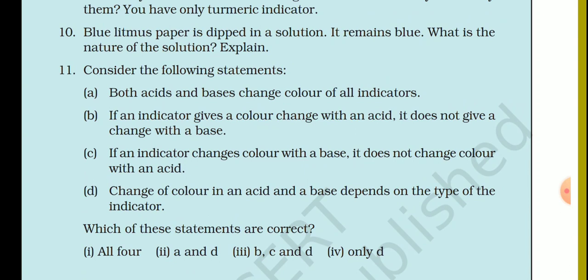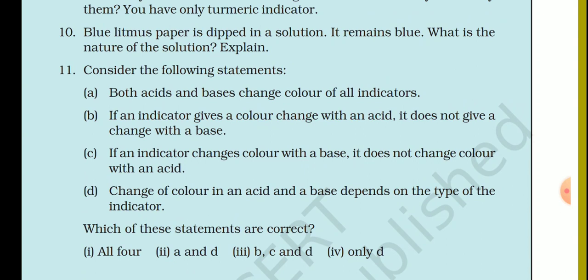Second, if an indicator gives a color change with an acid, it does not give a change with a base. This is also false. It is not so that if it is giving a color change with an acid, it will not give one with the base. It may give. For example, China rose gives a change with acid and also with base. C part, if an indicator changes color with a base, it does not change color with an acid. This statement is just the opposite of the above one, so this is also false.